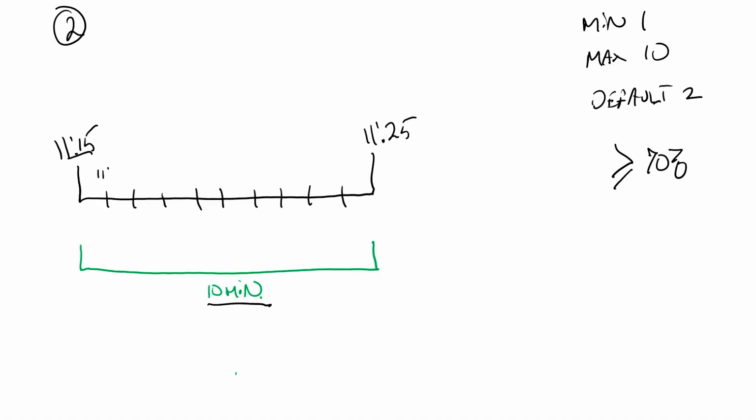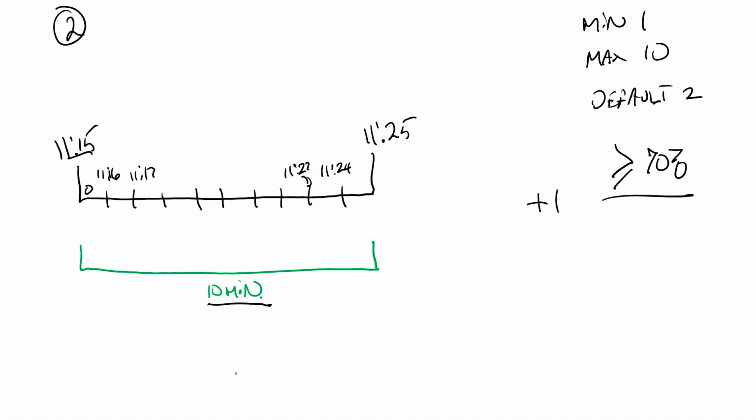So this is 11:16, 11:17. I'm not going to fill them all in. 11:24, 11:23. So each of these, measured over 1-minute intervals for a 10-minute period, I had to be greater than or equal to 70%, and then I was going to add 1.